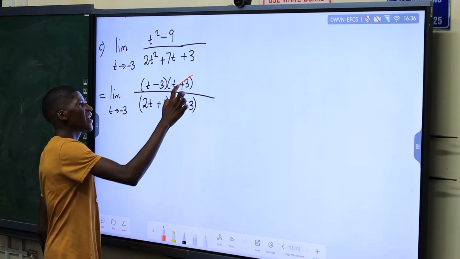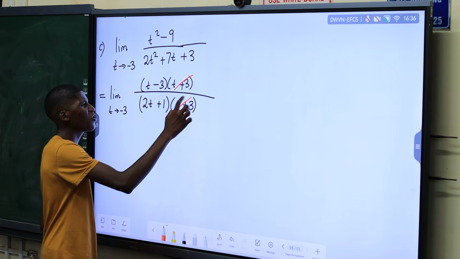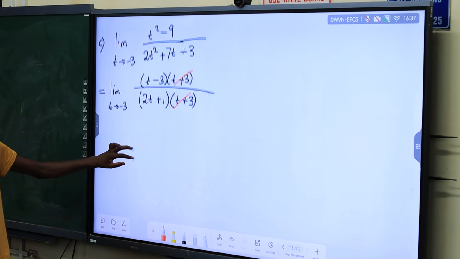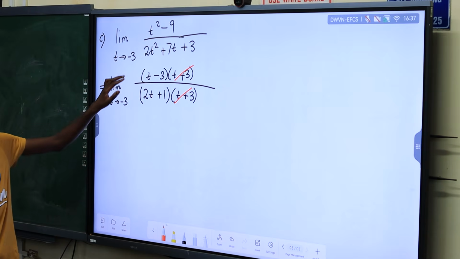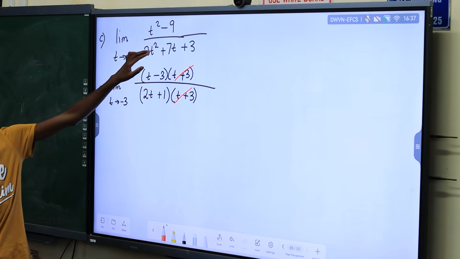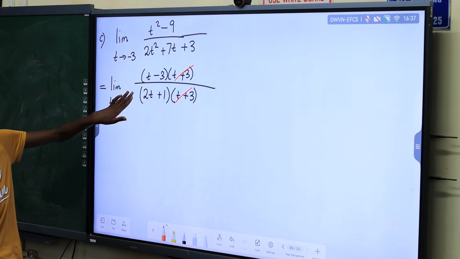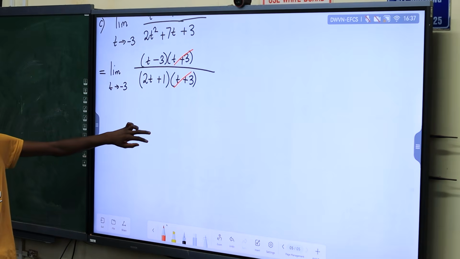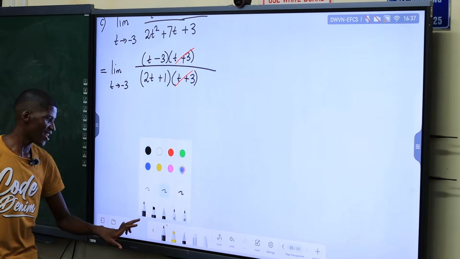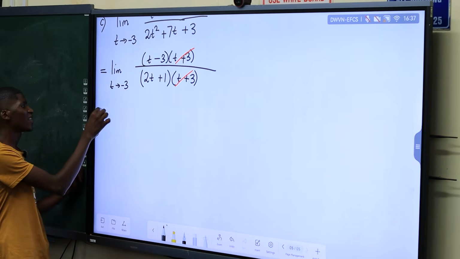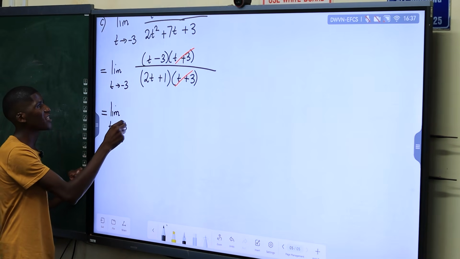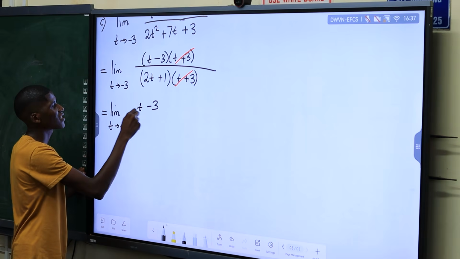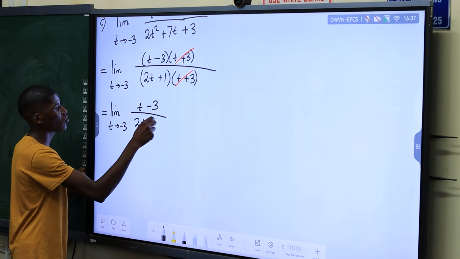So now, the common factor. Is it 2t squared, 6t, 1t, 7t? Yes, that's right. So the limit as t approaches negative 3 of t minus 3 over 2t plus 1.